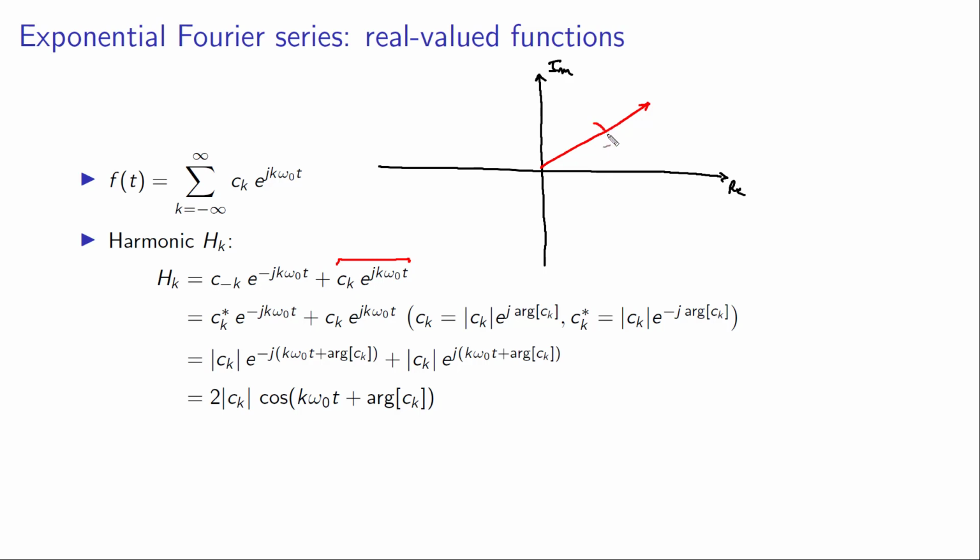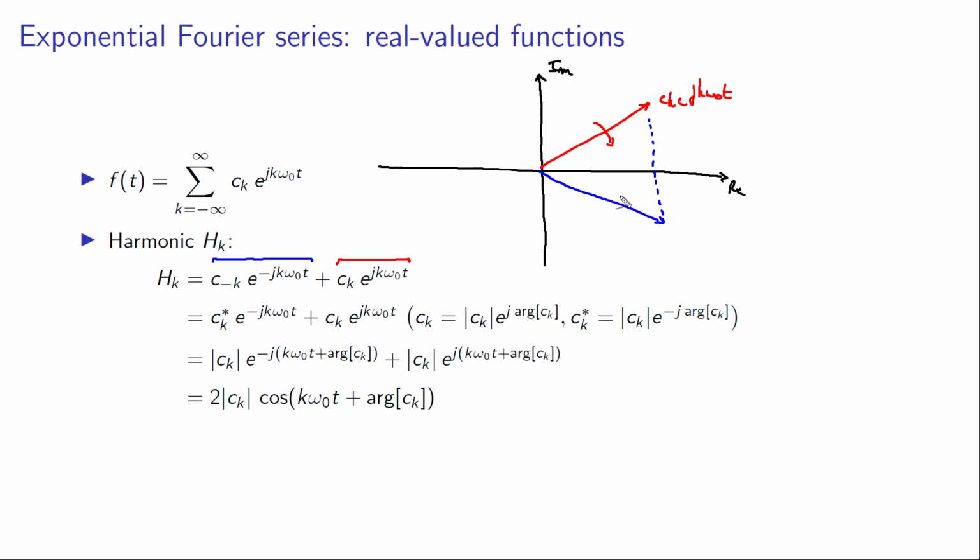This one will be turning counterclockwise, so we'll name it ck exponential of jk omega 0 t, right? So now we can have a look at this one over here. And because of this property, we see that it is the complex conjugate of this one, right? So this means that this one will be on the other side of the real axis. It's mirrored with respect to the real axis, right?